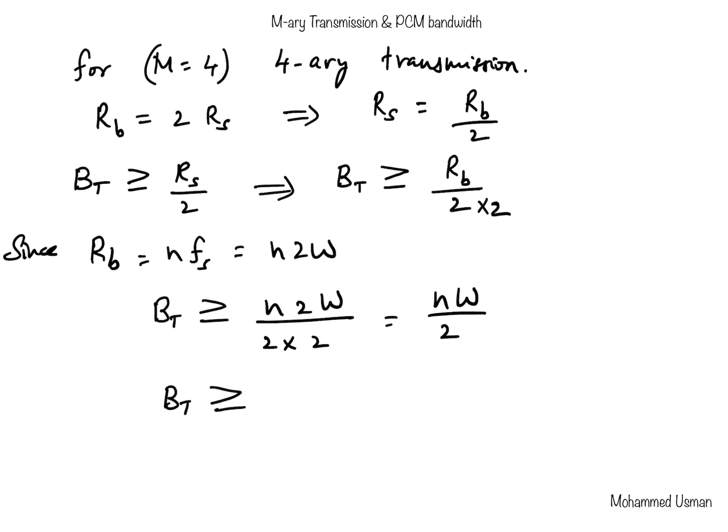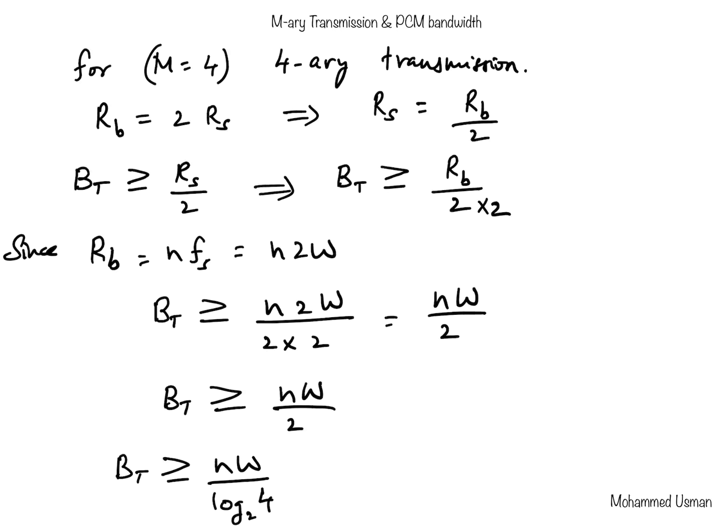So the transmission bandwidth required should be at least N times W by 2 for the case of M equal to 4. And this 2 in the denominator is nothing but the number of bits per symbol. So that is nothing but BT at least N times W by logarithm to the base 2 of 4, because M is equal to 4.